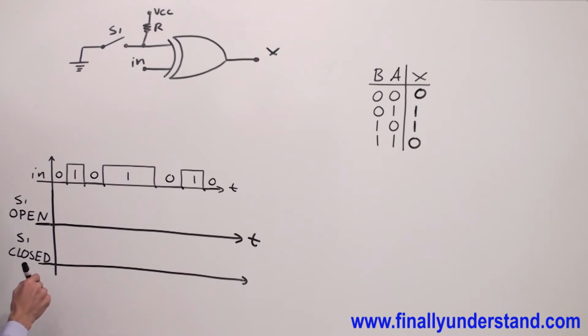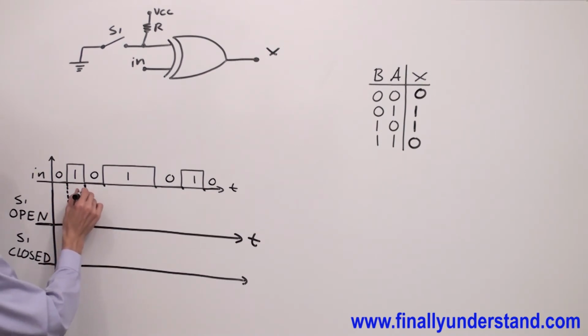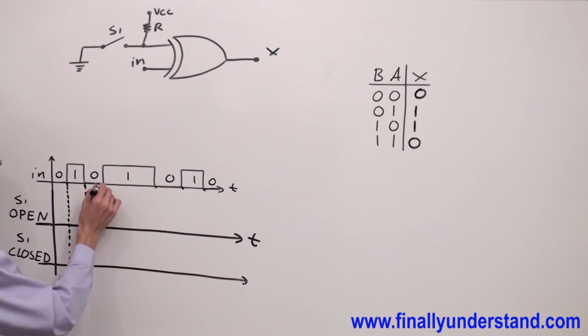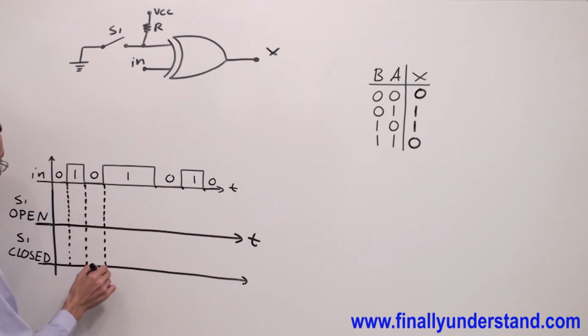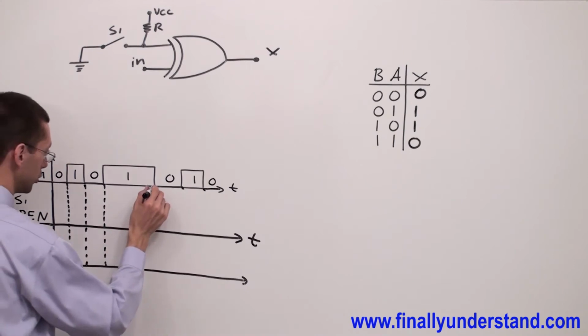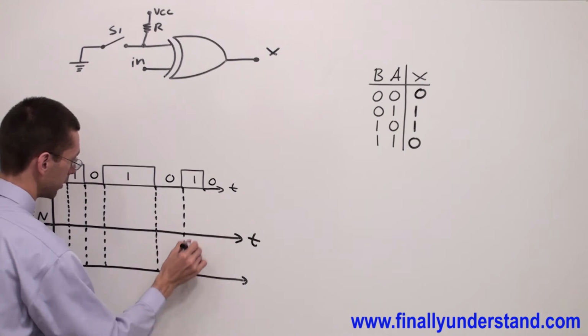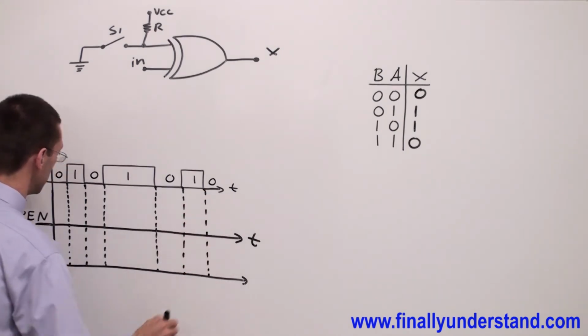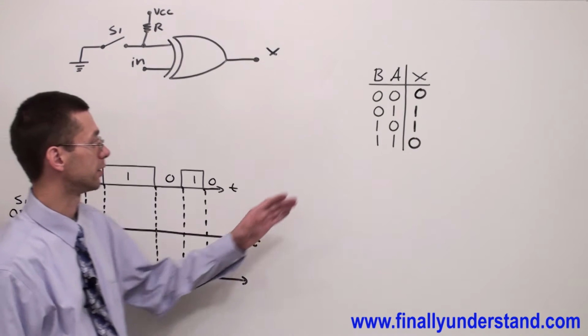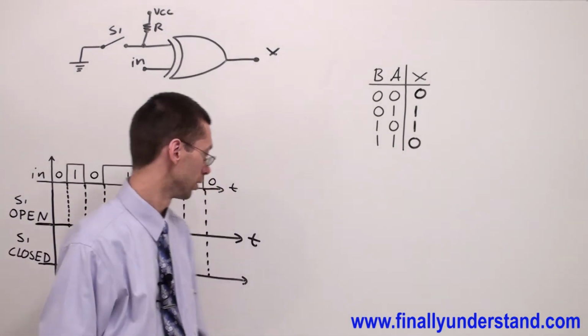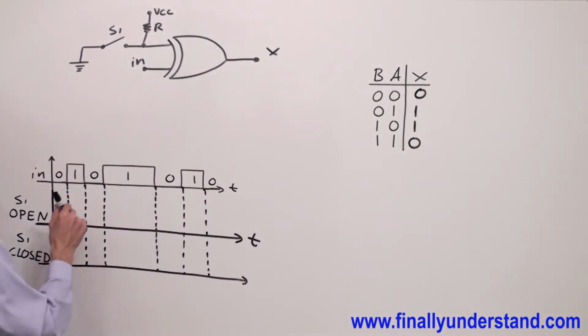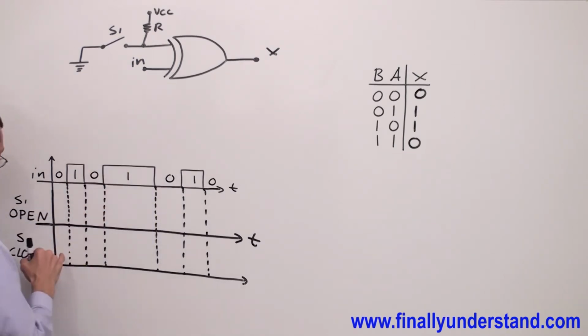the switch is closed, we're supposed to first draw the dash line at every single change of my input waveform. Anytime you notice a transition from 0 to 1 or 1 to 0, you're supposed to draw the dash line. Next, you're supposed to look at the truth table of exclusive OR, look at what we have at the inputs, and determine the output waveforms.